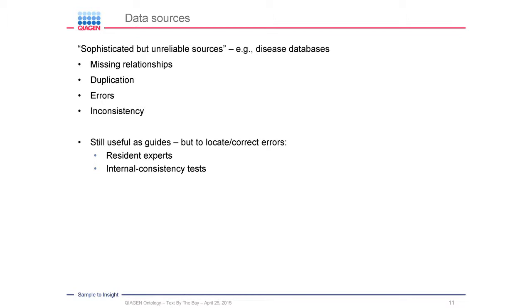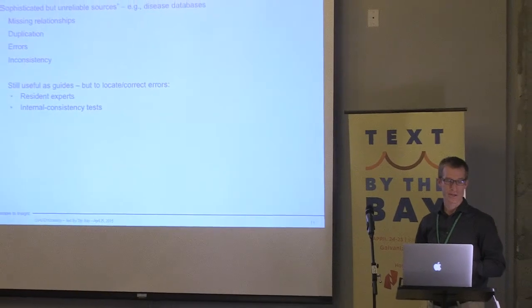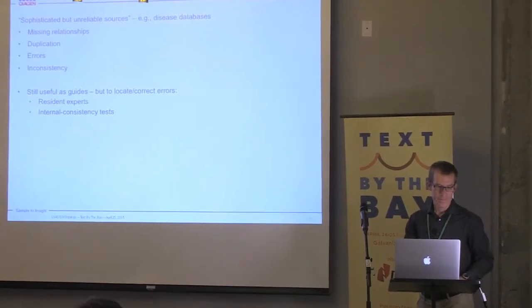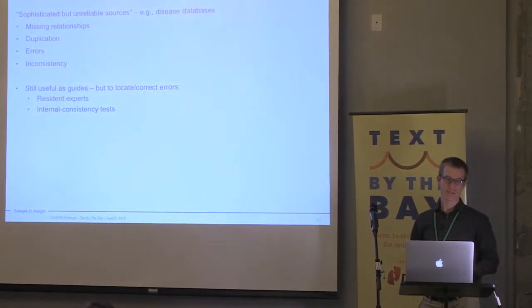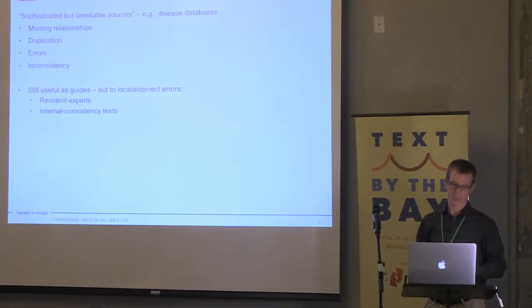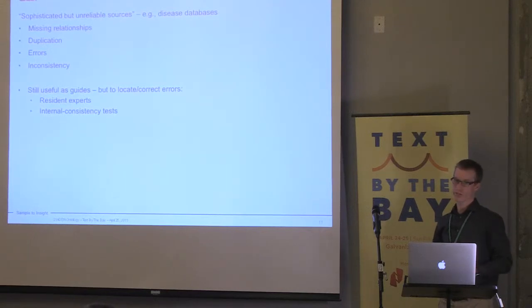So finally, we have another kind of issue, which are what I'll call sophisticated but unreliable sources. So disease databases are an example. We use disease databases not so much for individual observations, but as sources to help us with our terminology and with the ontology structure itself. Which diseases are a type of which other disease, and how are they related? And in those cases, diseases being at a conceptual level, something that's not really very well defined.